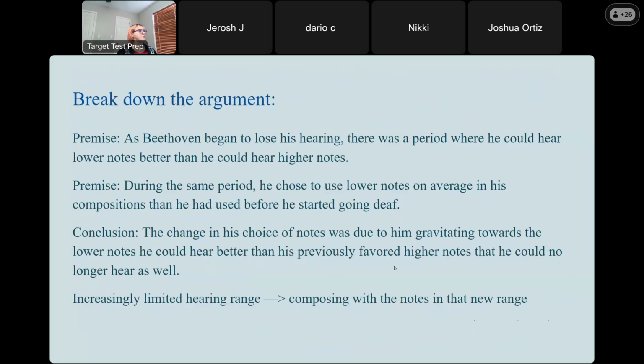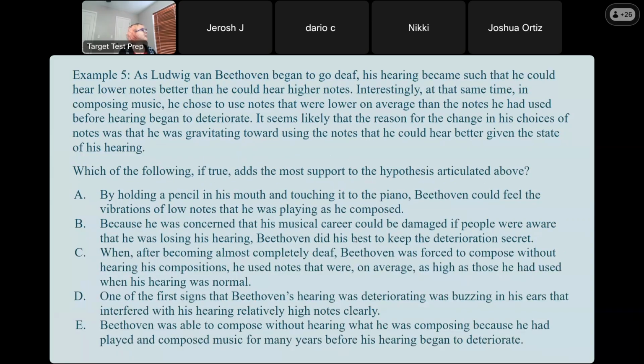So, premise: as Beethoven began to lose his hearing, there was a period where he could hear lower notes better than he could hear higher notes. And during the same period, he chose to use lower notes on average in his compositions than he had used before he started going deaf. So the conclusion is that the change in his choice of notes was due to him gravitating towards the lower notes he could hear better than his previously favored higher notes that he could no longer hear as well. The cause is increasingly limited hearing range, and the effect is composing with the notes that he can hear better in that new range. So let's look at our choices.